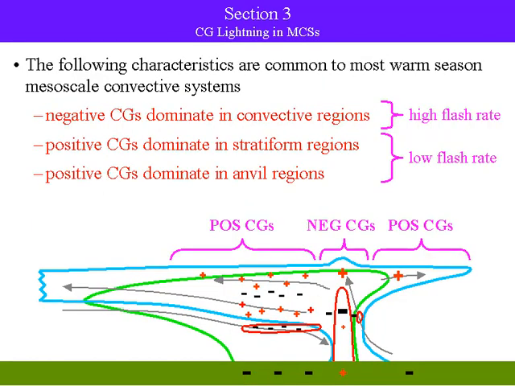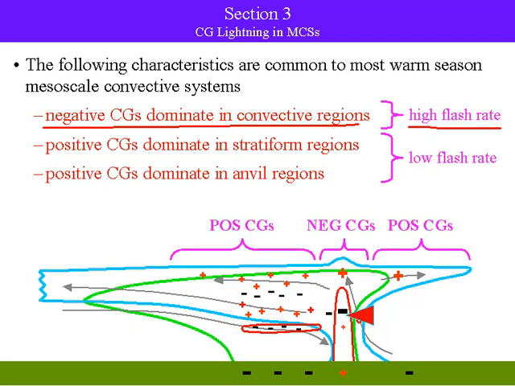Based on this charge structure, which we've been discussing, we can talk about what type of CG lightning we would expect to find within the MCS. Within the convective core, which remember is located in this area, we would expect to primarily see negative CGs, and we would also expect it to be a fairly high flash rate. Why? Well, it's because this negative charge here associated with the graupel has a very high density. Lots and lots of negatively charged graupel particles will induce lots and lots of negative CGs.